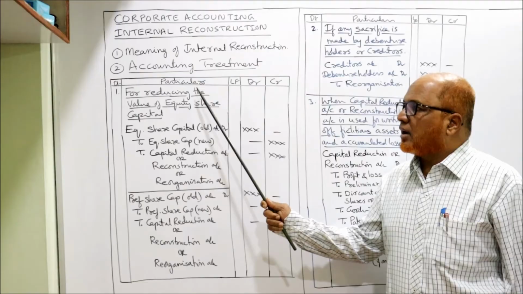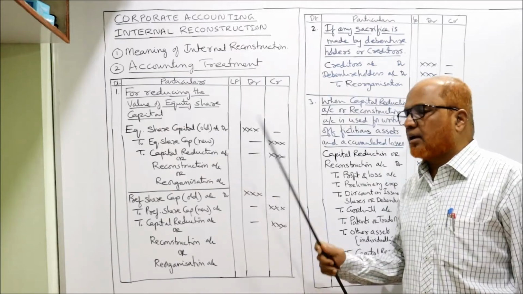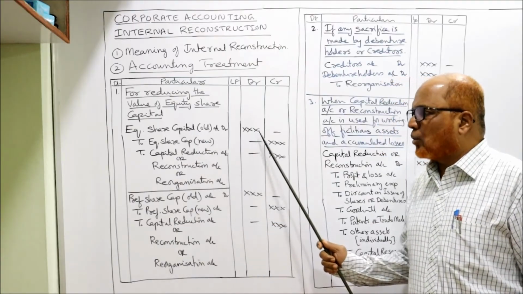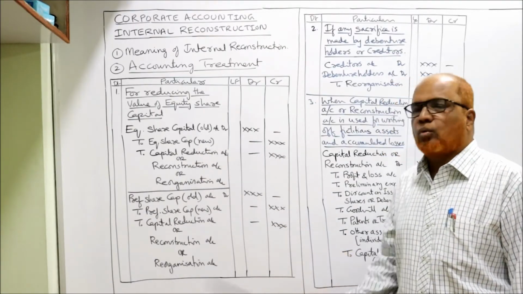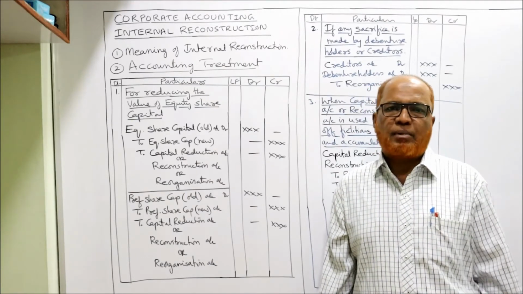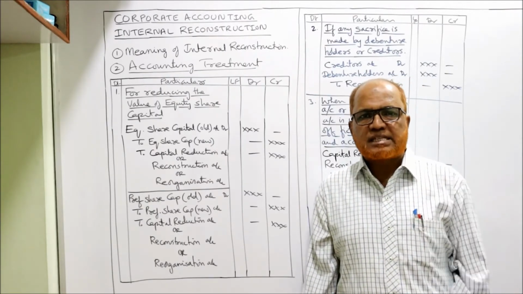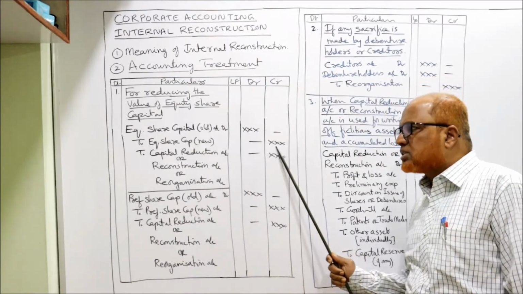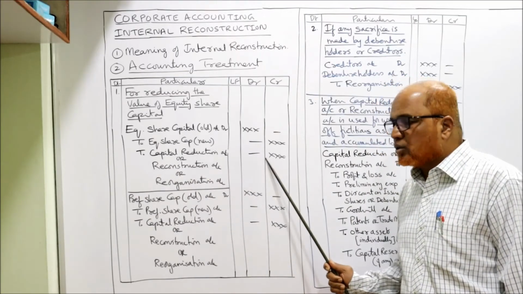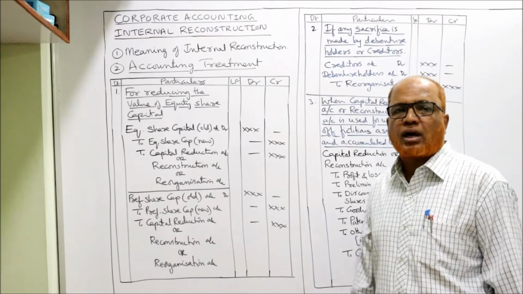Here, the first entry for reducing the value of equity share capital. Equity share capital old account debit. Old, so the old equity share capital was 1 crore, I am taking 1 crore here. To equity share capital new. Now removing that 1 crore, we are making 60 lakh rupees, and a 10 rupees share will become 6 rupees share. So 1 crore will become 60 lakh. So to equity share capital new 60 lakh. तो कितना पैसा रिलीज हो गया शेयर कैपिटल से? 40 lakh. To capital reduction account, and it is also called reconstruction account, or it is also called reorganization account.